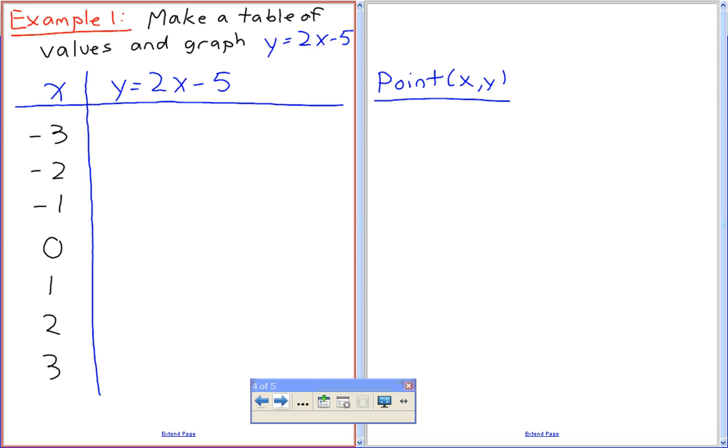Finally, the point is going to be the x coordinate and the y coordinate that I calculated. So let's do the first one together. y equals 2x minus 5. All that means is everywhere you see an x, you're going to sub in a -3.